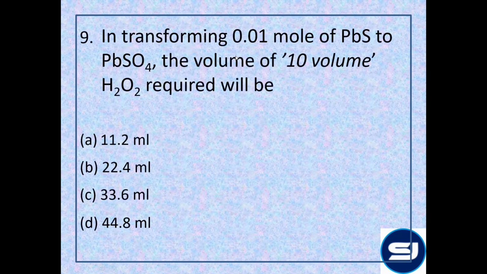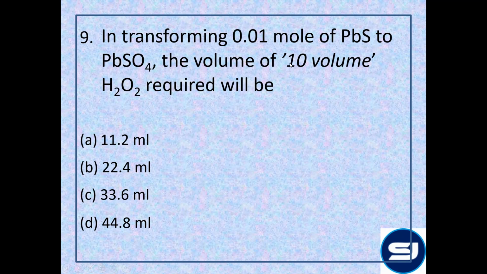Perfect. So let's write the reaction of PbS with H2O2. What would it give? PbSO4 and water. And PbS का दिया हुआ है 0.01 मोल and hydrogen peroxide 10V दिया है. So now we have to find the volume of peroxide required.